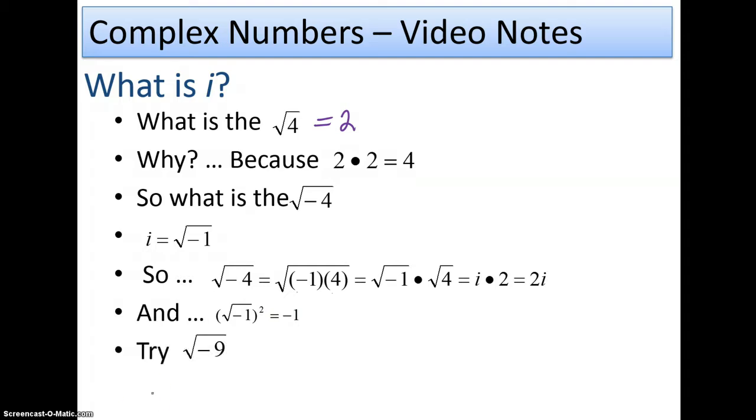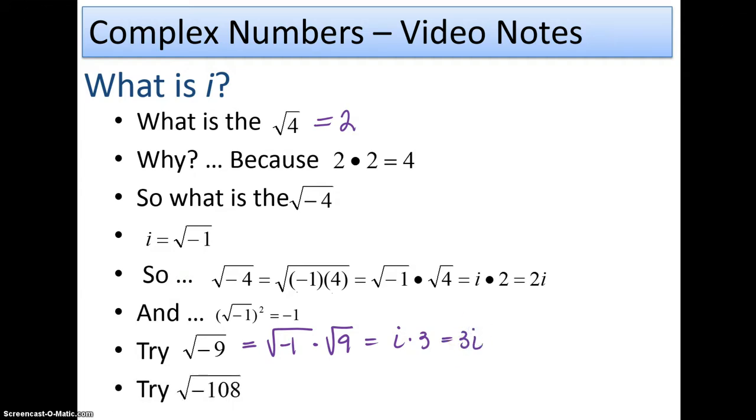So let's try the square root of negative 9. We break it apart into the square root of negative 1 times the square root of 9, and we get i times 3, or 3i.